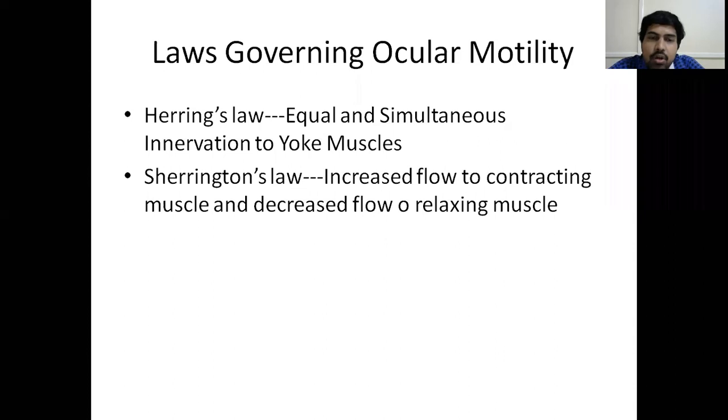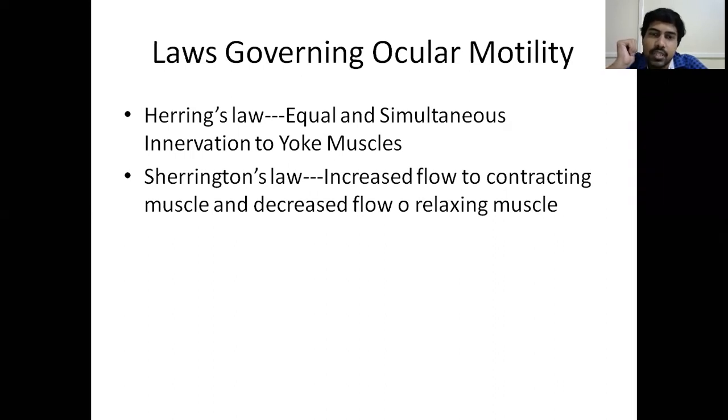So increased flow to the contracting muscle. Suppose your right eye has to look towards the right side. What should contract here is, in the right eye, the right lateral rectus muscle, so that your right eye will turn outside. When the right lateral rectus is contracting, immediately the medial rectus of the right eye should be relaxing, or else there won't be any movement.